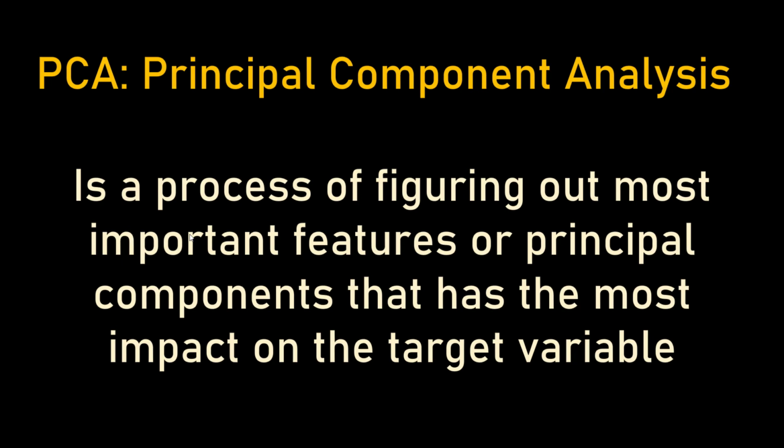PCA is a process of figuring out the most important features or the principal component that has a maximum impact on a target variable. PCA will create, in fact, new features called principal components, PC1, PC2, and so on.